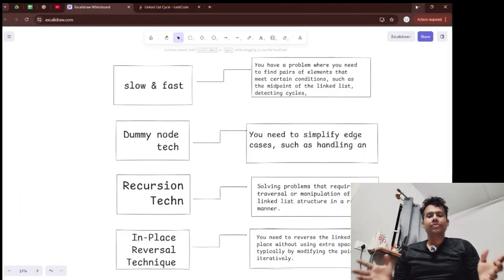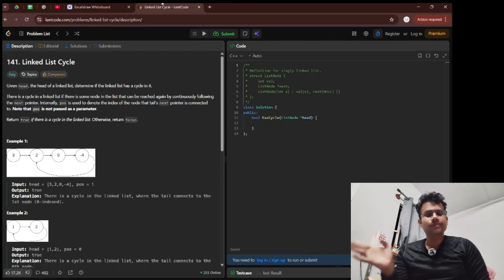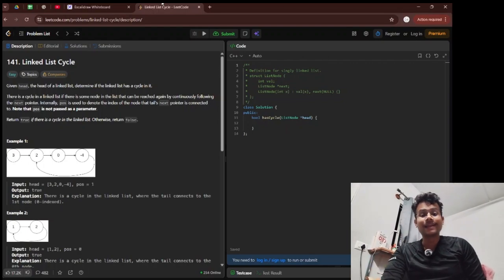So today I'm here to discuss linked lists. You can see my screen. I want to start with a problem: Linked List Cycle, and then I'll show you how we can recognize the pattern there.